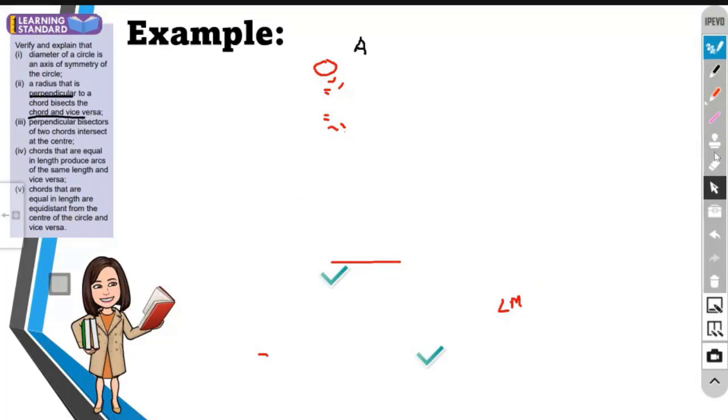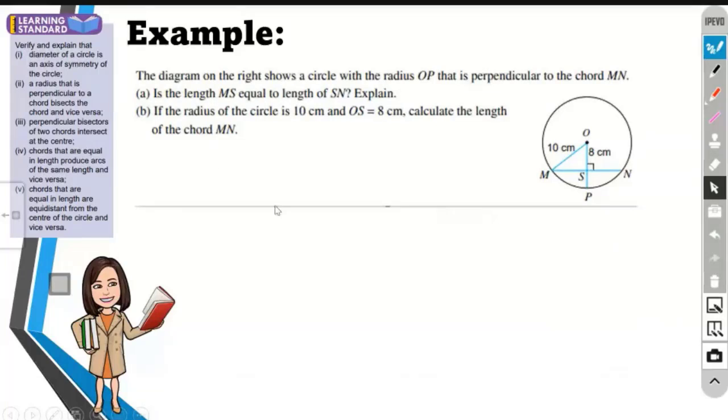So next one. This is also a question from the textbook. I take the example from the textbook. So this is another diagram. We want to find if the length MS is equal to the length of SN. Asking about MS and SN. Is it the same? The question asks you to explain. Since you already went through these 5 properties, this one refers to which property?